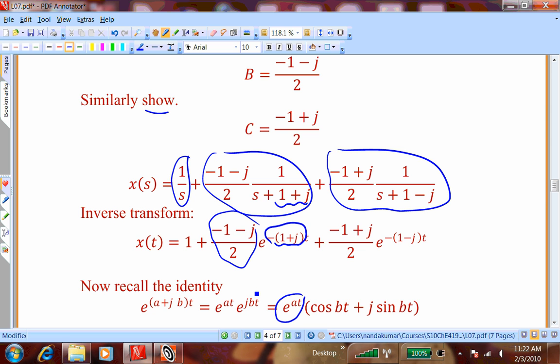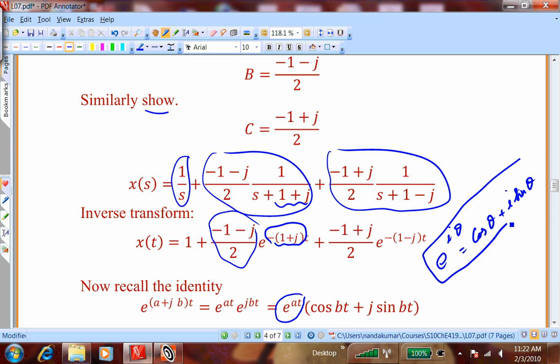It's a relationship which simply says that e to the power i theta is equal to cos theta plus i sine theta. So a relationship between the trigonometric representation and the exponential representation of a complex number. The reason for recalling this is that it tells you something about the dynamical behavior. How does the solution behave?